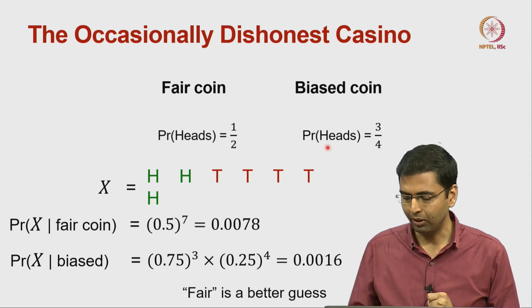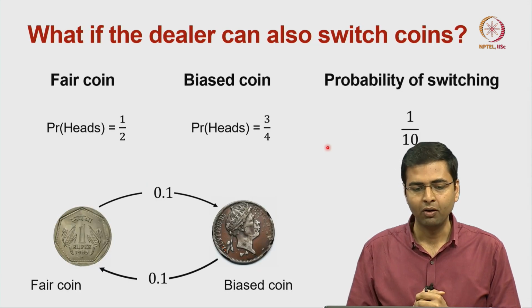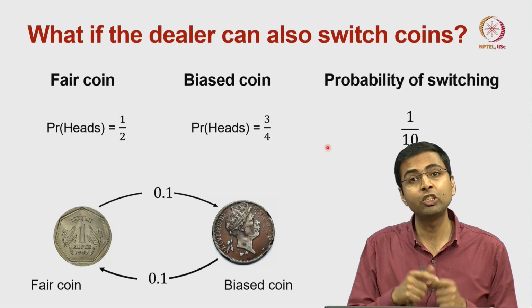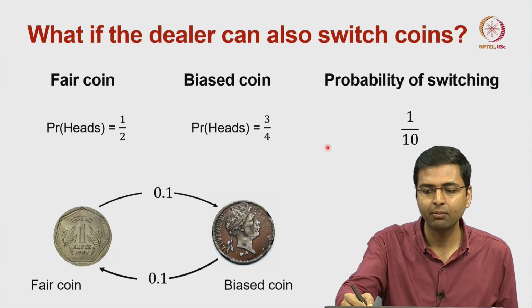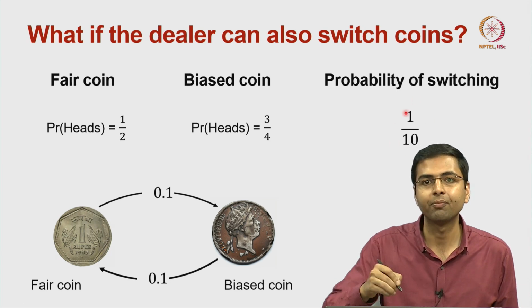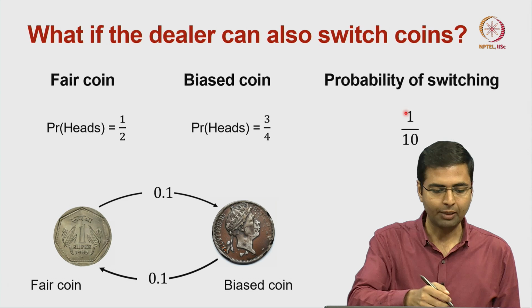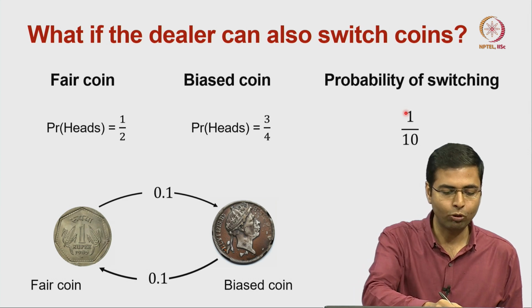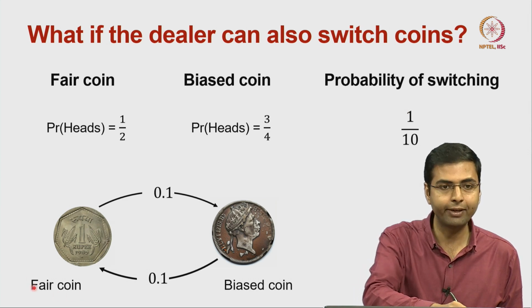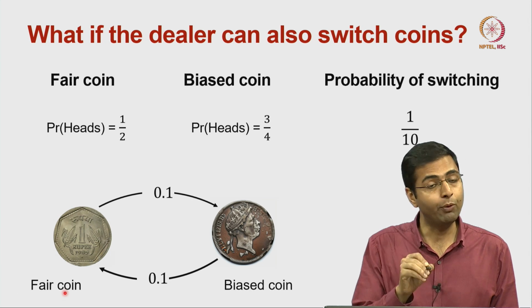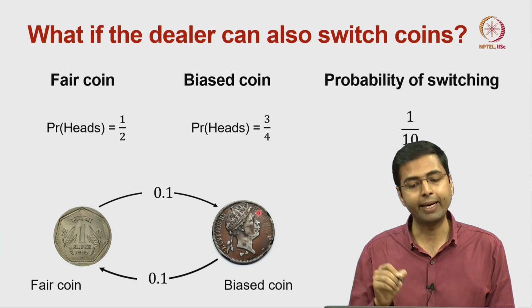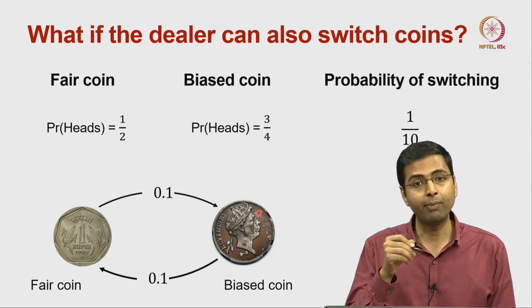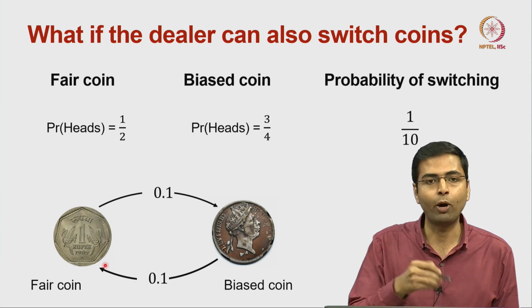Now, let us make this problem a little more interesting. What if the dealer can also switch coins at any point, and let us say that the probability of switching between the two coins is 1 by 10. Suppose at a particular point the dealer is using a fair coin, then with 0.1 probability the dealer can switch to a biased coin, and similarly if they have a biased coin they can switch to a fair coin with 0.1 probability.